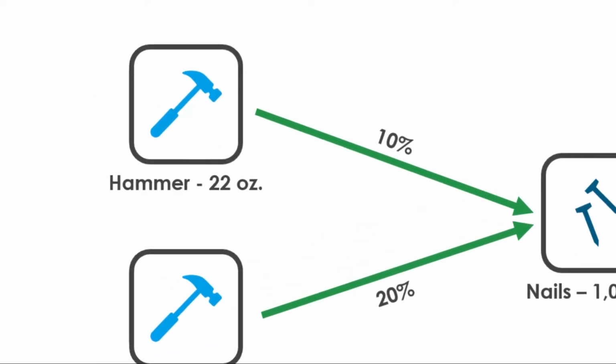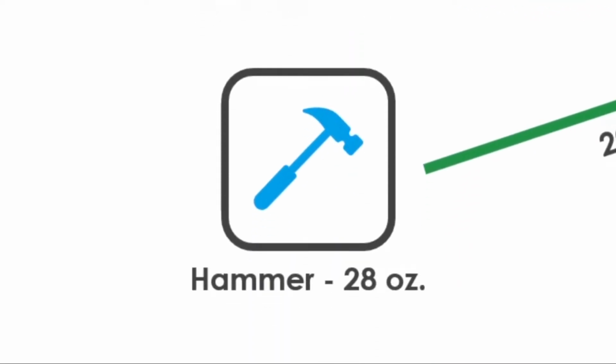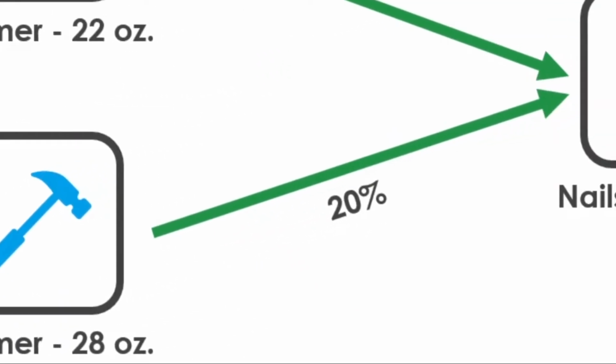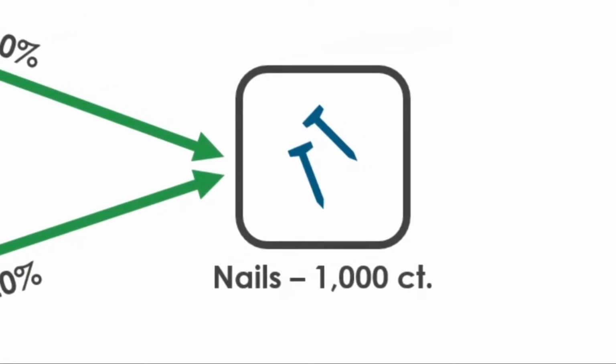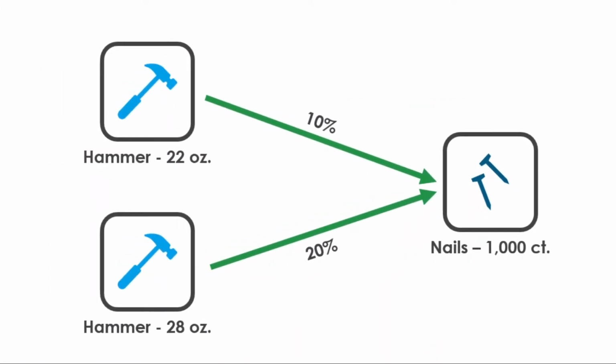In this example, I have a 22-ounce hammer and a 28-ounce hammer, and I'd like to forecast sales for 1,000-count boxes of nails based on the sales for these hammers. So for every 22-ounce hammer that is purchased, a box of nails will also be purchased 10% of the time, and for a 28-ounce hammer, a box of nails will be purchased alongside it 20% of the time.